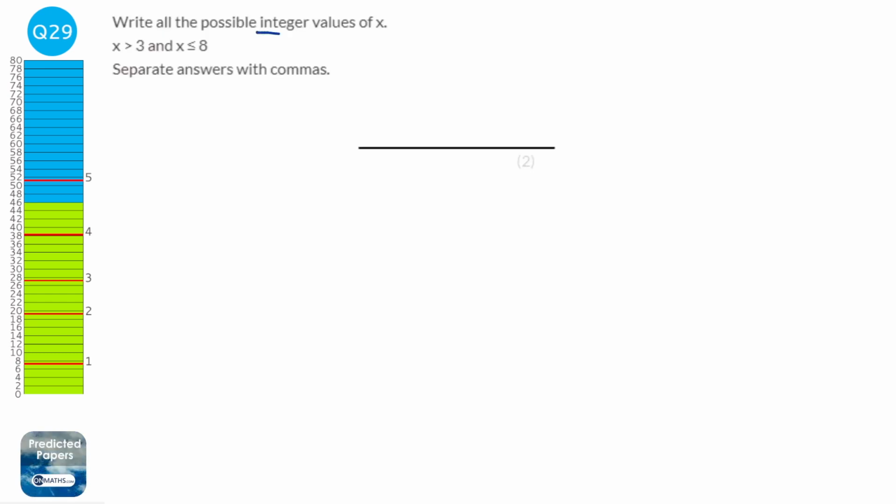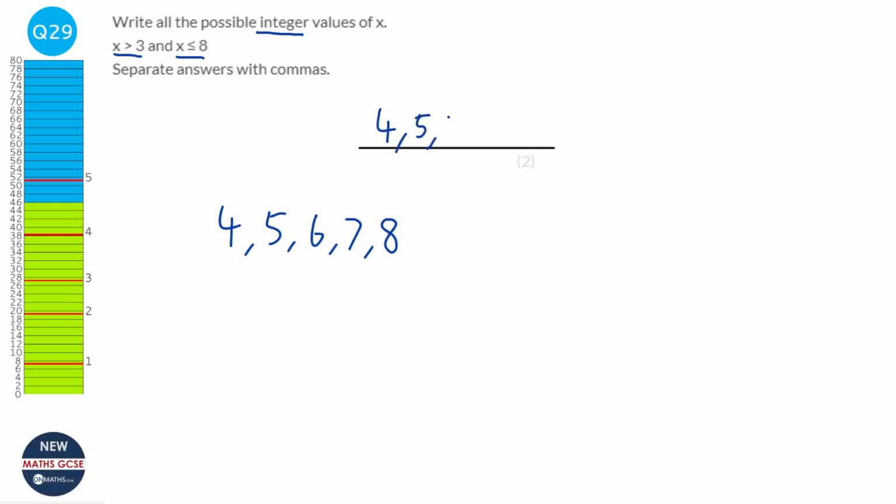Integer just means whole number, so we're looking for all the whole numbers that satisfy these two inequalities. Well, the first inequality says that it has to be greater than 3. So the smallest number that is greater than 3 is 4. The second inequality says it has to be less than or equal to 8. So I'm just going to keep going until I get to a number that is less than or equal to 8. It can't be 9 because 9 is not less than or equal to 8. So our answer is 4, 5, 6, 7, and 8.